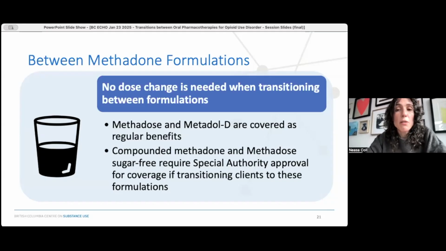I will also clinically remind people that if you're going to go for compounded methadone or sugar-free, please ensure that your pharmacy is able to stock and maintain that for your patient. But again, transitions between methadone formulations do not require dose changes.